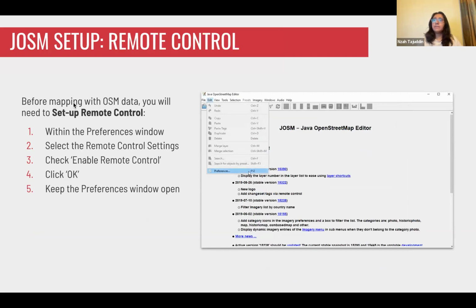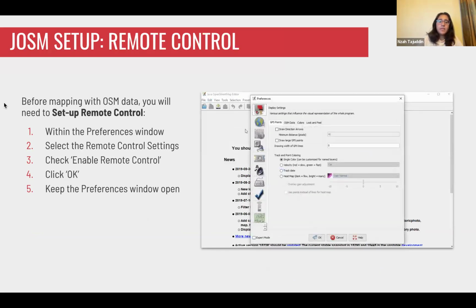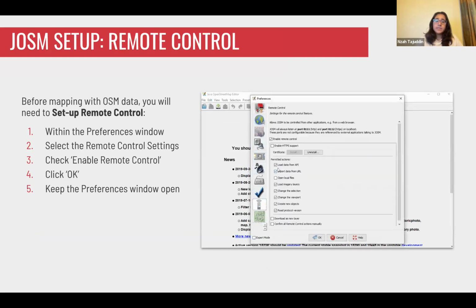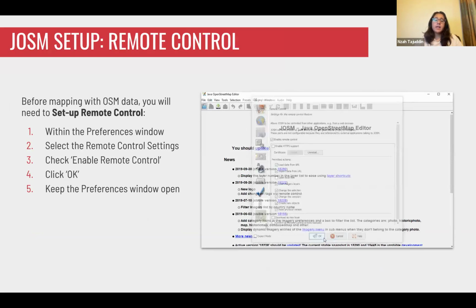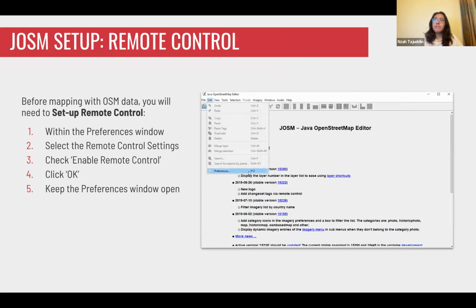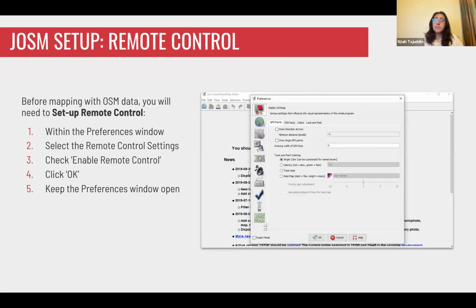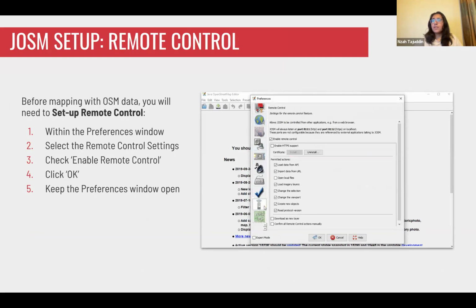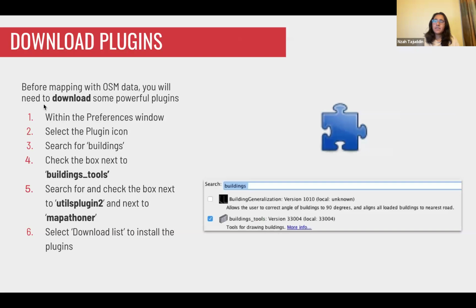All right, now we're gonna set up remote control. What this does is it serves as a link between the OSM server and JOSM, which is located on your computer. So within the preferences window, you're going to select the remote control settings, click enable remote control, and then click OK. And again, keep the preferences tab open. We're going to use it just one last time, and we're going to do that to download plugins.